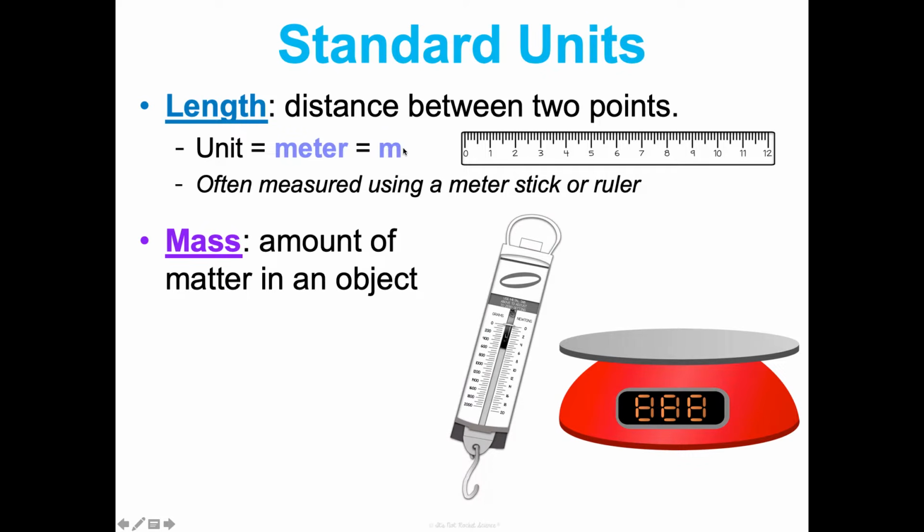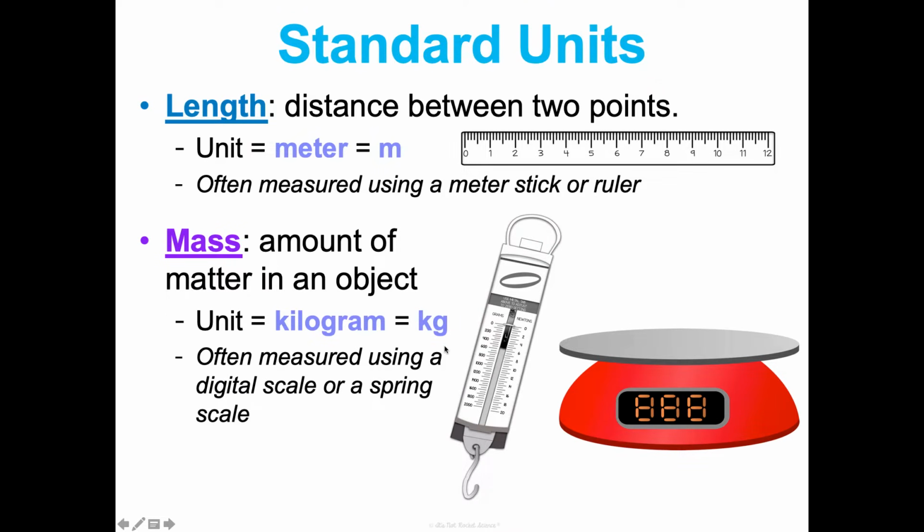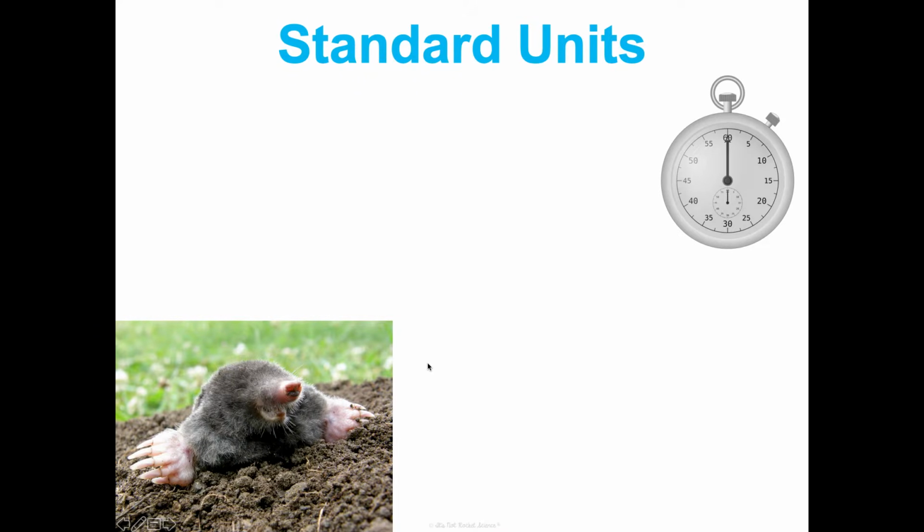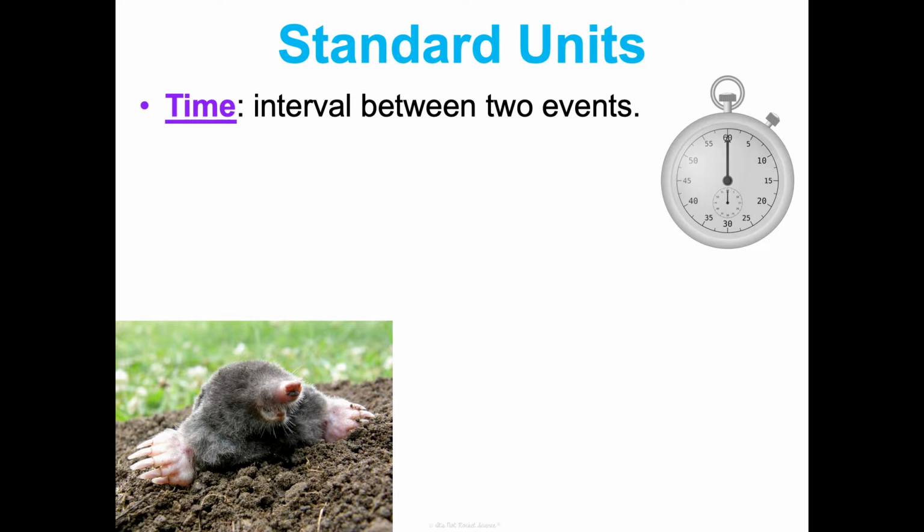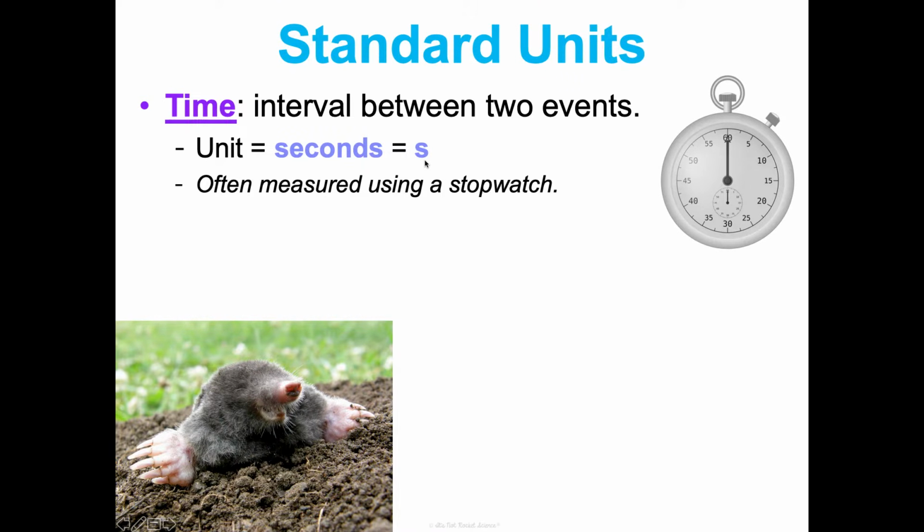Okay, mass. This is the amount of matter in an object. The SI unit for mass is the kilogram, which is abbreviated kg. And we're going to use digital scales. You can also use a spring scale like this one pictured. Those are different ways that we can measure the mass of an object. Okay, another standard unit to know is time. Time is just the interval between two events, and our standard SI unit for that is seconds, which is abbreviated as just an S. And we'll use a stopwatch to do that regularly.